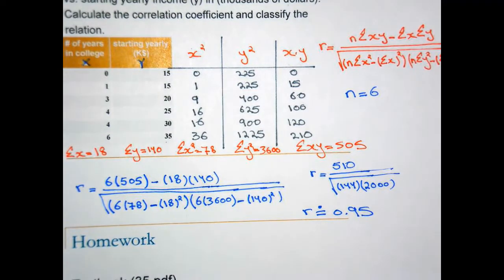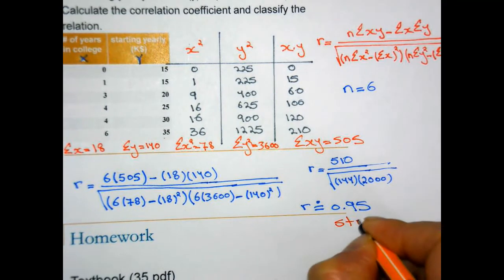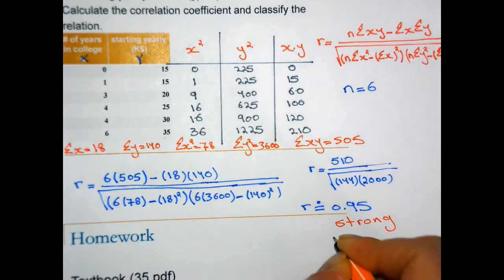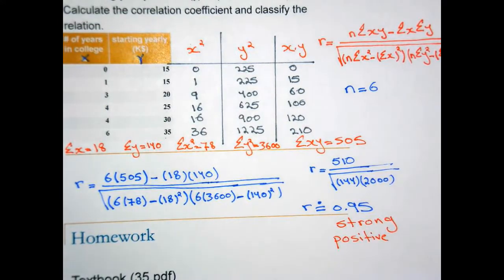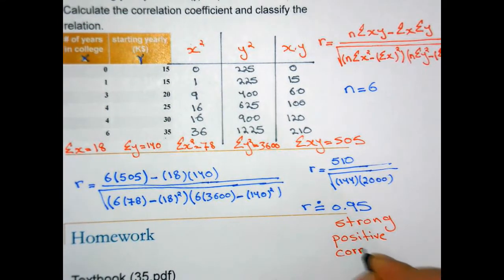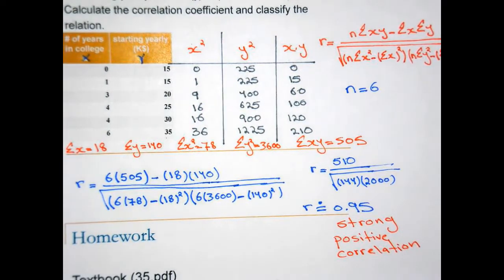So now we are ready to decide about the correlation. We know that it is a strong positive correlation, meaning that it seems that the more years you spend in post-secondary education, your starting salary, at least at the beginning, will be higher.